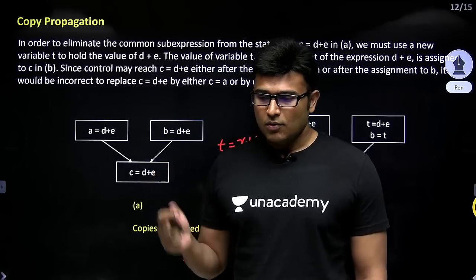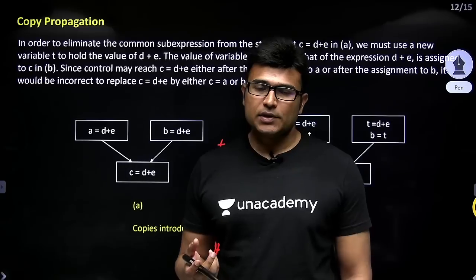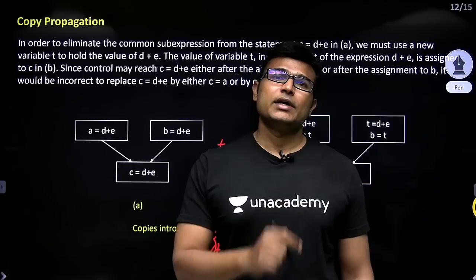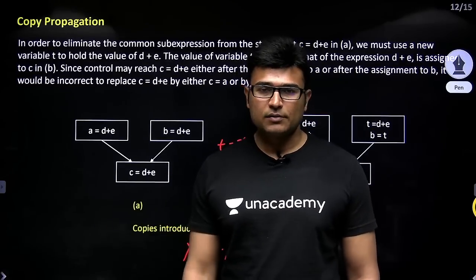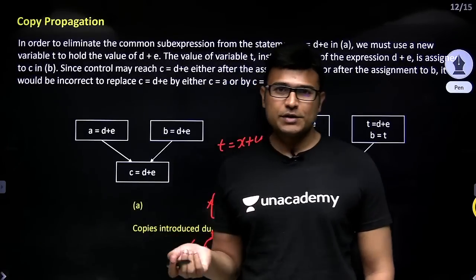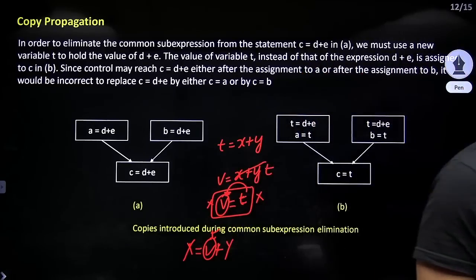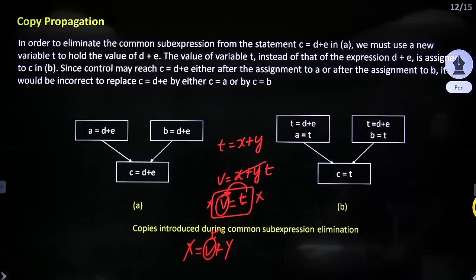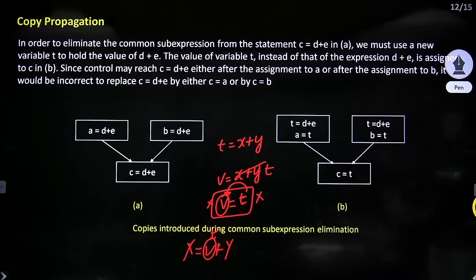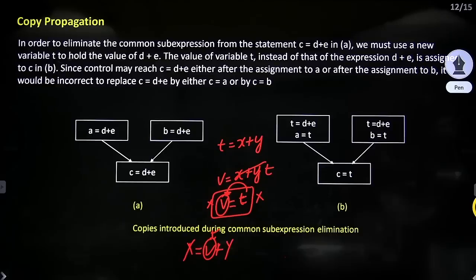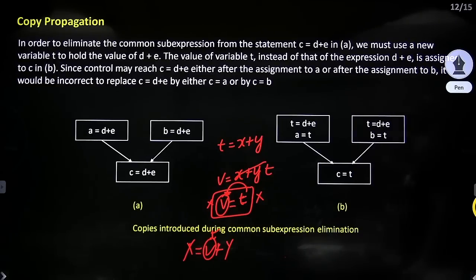Okay, now this is a very simple concept. You don't have to do anything, just eliminate the copy, and wherever that left hand side is there, replace it with the right hand side. So in this concept there might not be any GATE question, but you just read that definition that I have given you. In order to eliminate the common subexpression, I'm talking about this example.